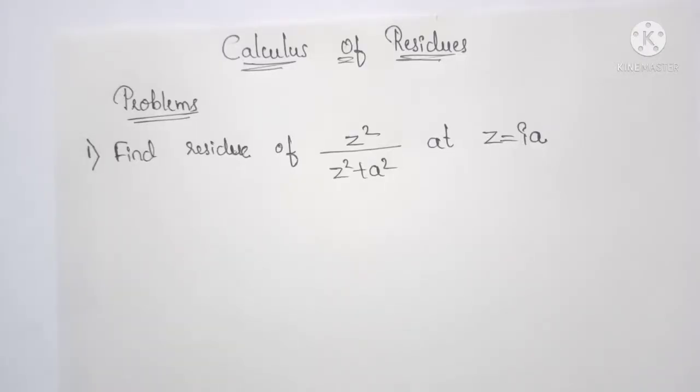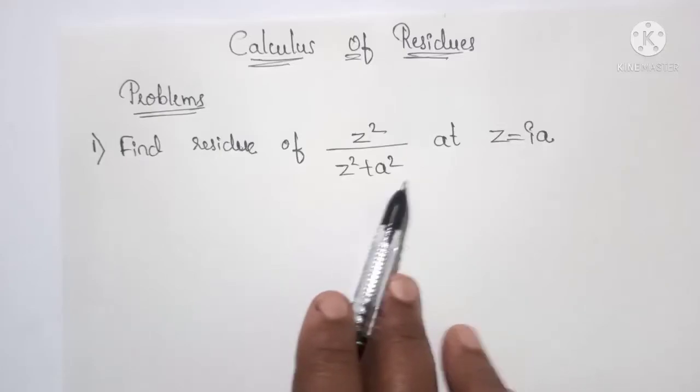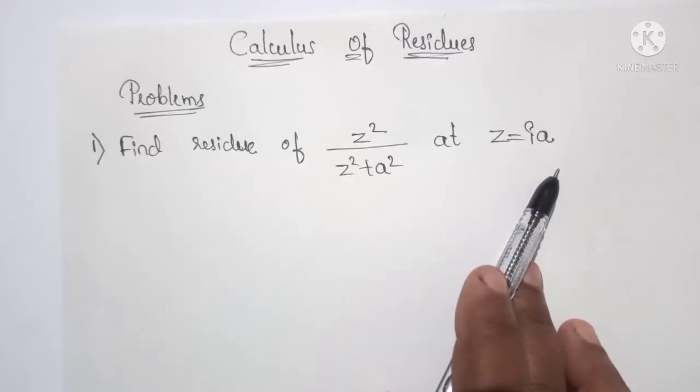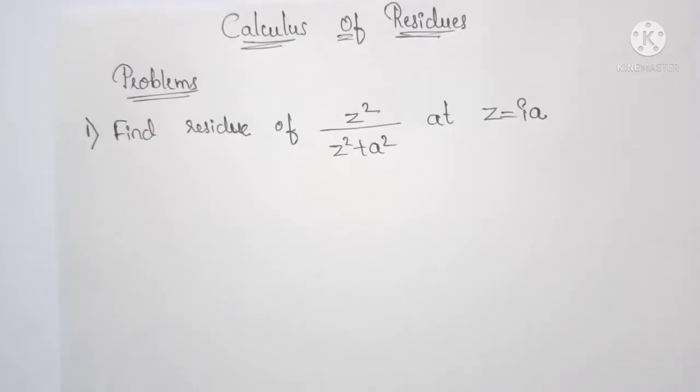Today I am here with a few more extra problems on residue of a given function. Okay, first problem: find the residue of z square divided by z square plus a square at z equals to ia. So we already know the formulas, so just recall those.